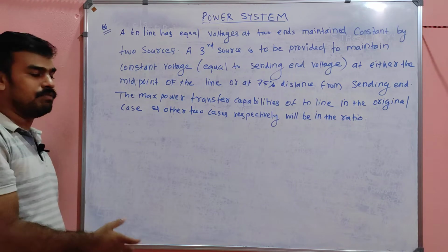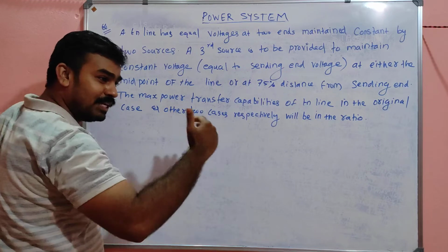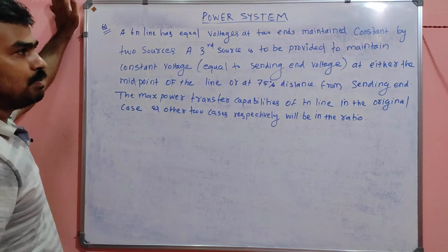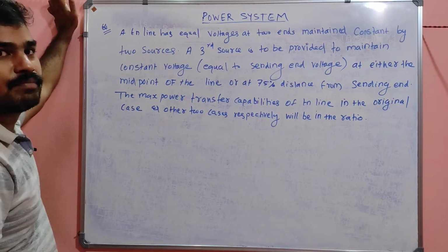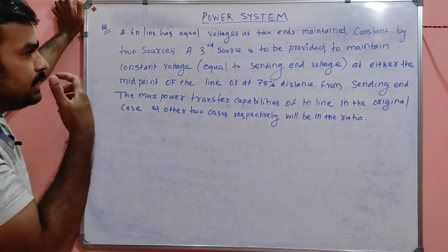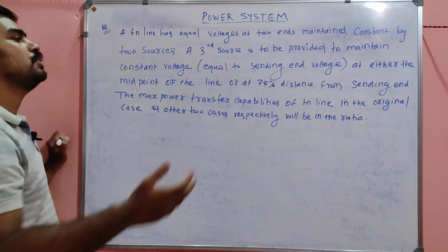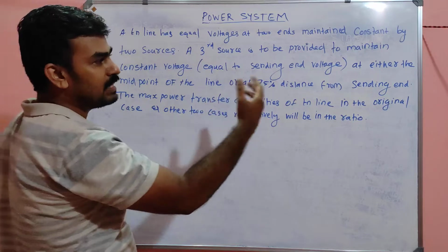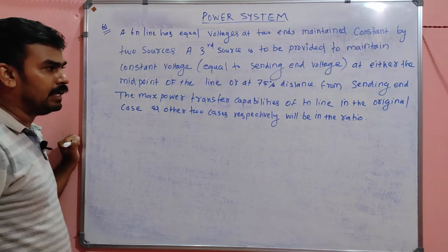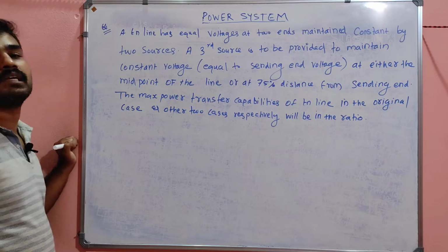So in order to avoid that, we are using two sources, but still the two sources have equal voltages. Then what about the middle? A third source is to be provided to maintain constant voltage, in order to maintain the voltage profile, equal to the sending end voltage, at either the midpoint of the transmission line or at 75% of the distance from the sending end. The maximum power transfer capabilities of the transmission line in the original case and the other two cases respectively will be in the ratio.